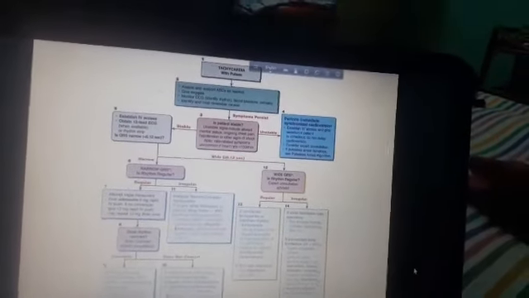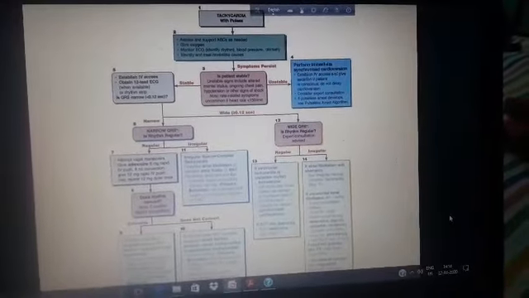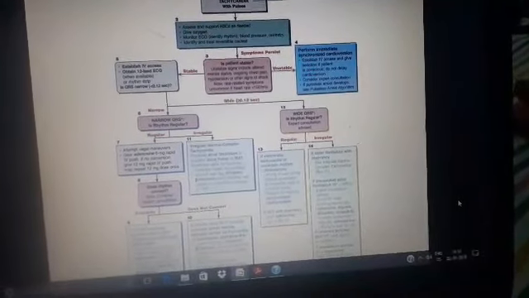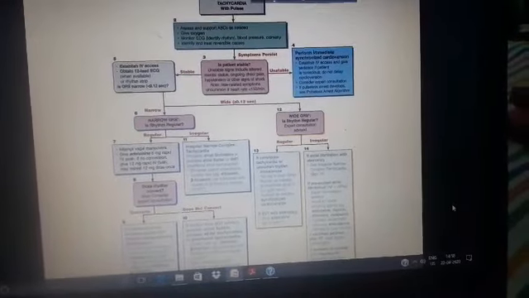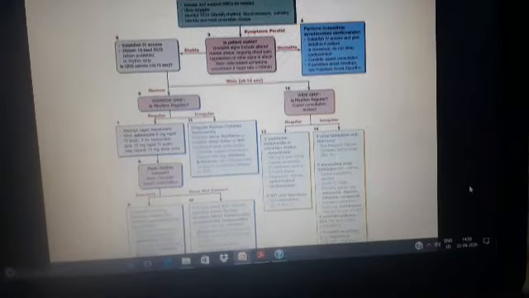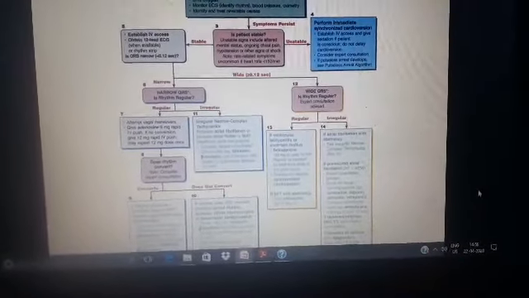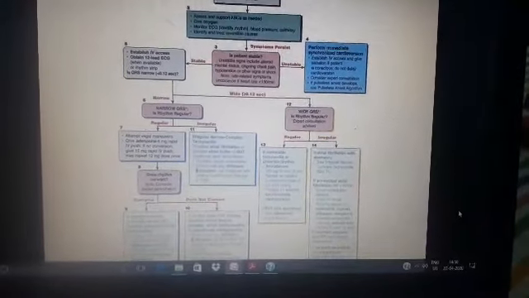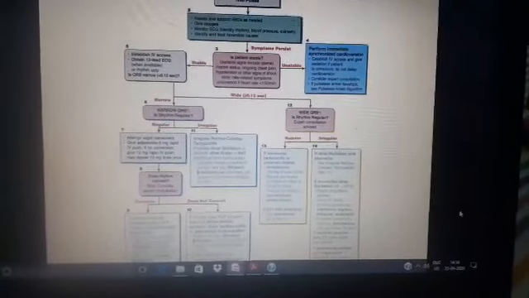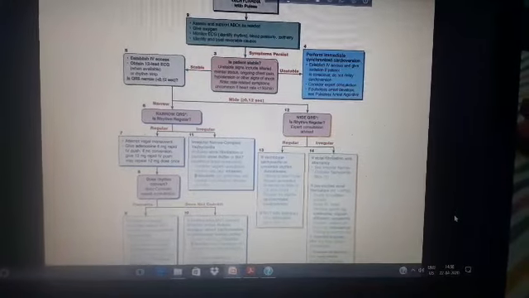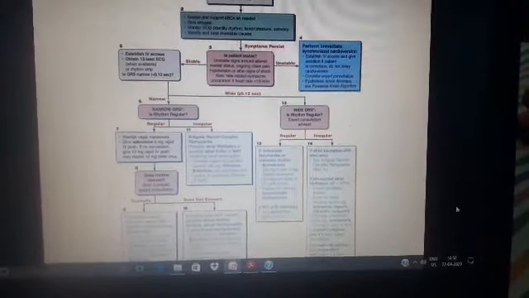Number 1, mechanism of action of amiodarone; briefly, 3 points need to be written. Number 2, common adverse effects of amiodarone. Number 3, how can we treat re-entry arrhythmia. Number 4, drug of choice for paroxysmal supraventricular tachycardia, PSVT.